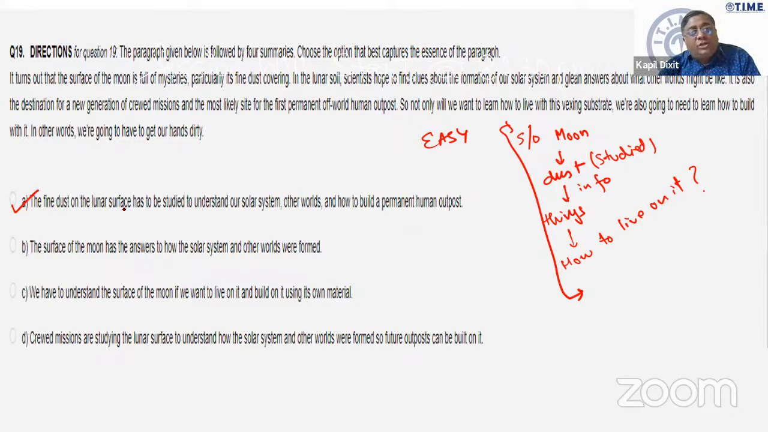The fine dust on the lunar surface has to be studied to understand our solar system, other worlds, and how to build a permanent human outpost. Now, let's look at the options. The surface of the moon has answers to how the solar system and the other worlds were formed. ठीक है, irrelevant है. I mean, other worlds formed मेरे को मतलब नहीं है. I'm not interested. We have to understand the surface of the moon if we want to live on it and build on it using its own material.